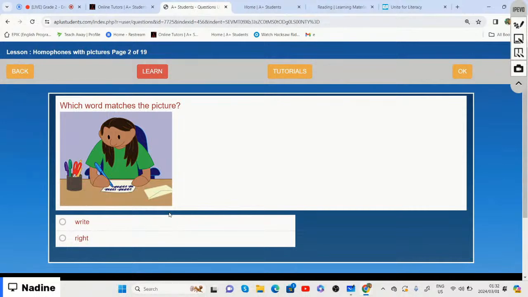So we now need to say which word matches what the lady is doing. She's writing a note, writing a letter. Is it the first option, which is W-R-I-T-E, or is it the second option, which is R-I-G-H-T?